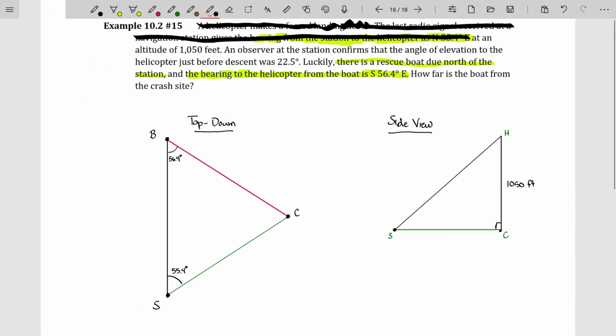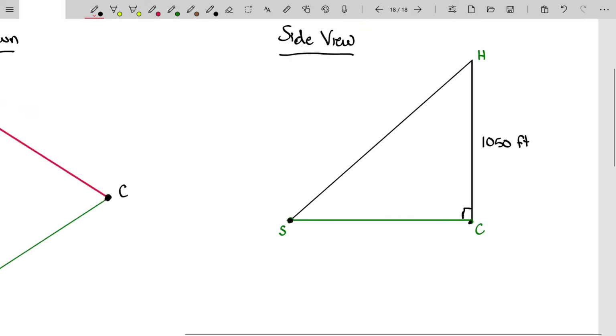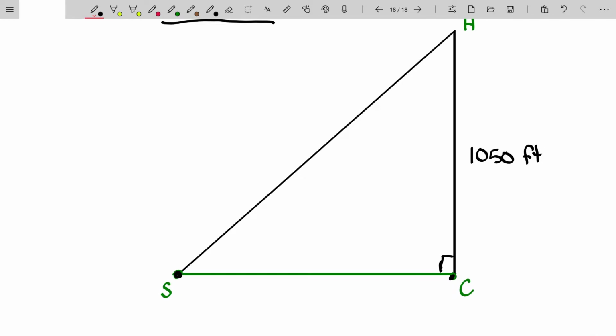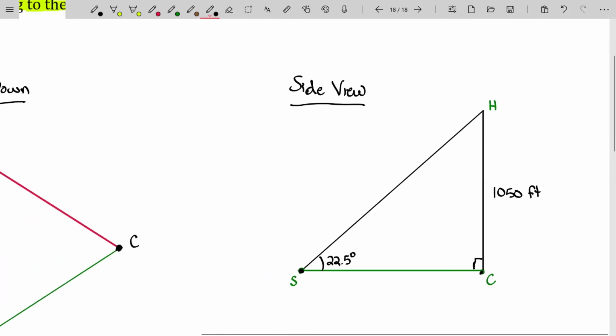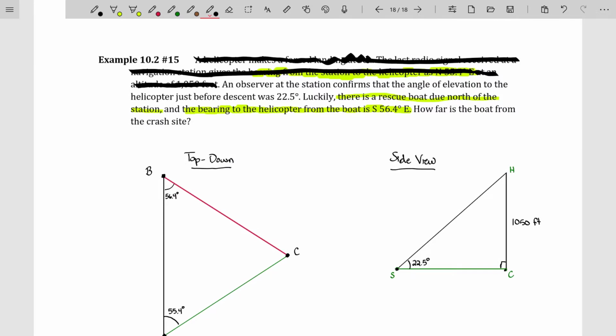That's how I would tackle a three-dimensional problem, honestly, in a trig course. It's just much easier. So we've finished this piece of information. I'll cross it out. An observer at the station confirms that the angle of elevation to the helicopter just before descent was 22.5 degrees. That is, somebody at the station looked up at the helicopter and saw this angle of elevation as 22.5 degrees. Why they know that offhand that accurately, I have no clue. But there we have it. So that's done.